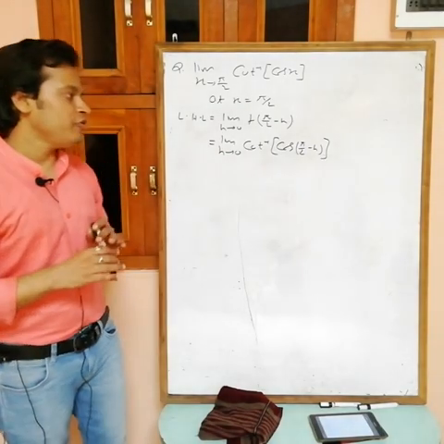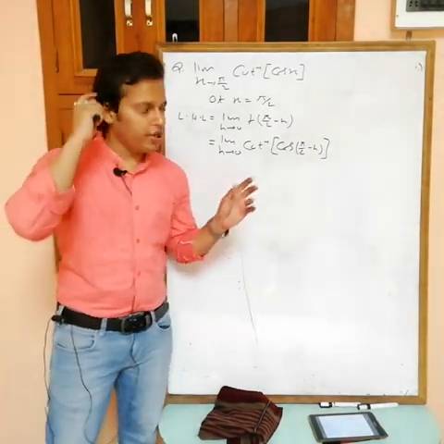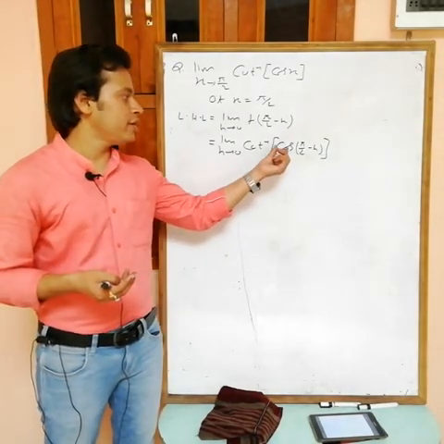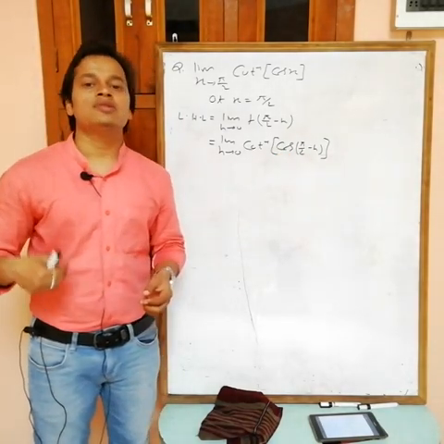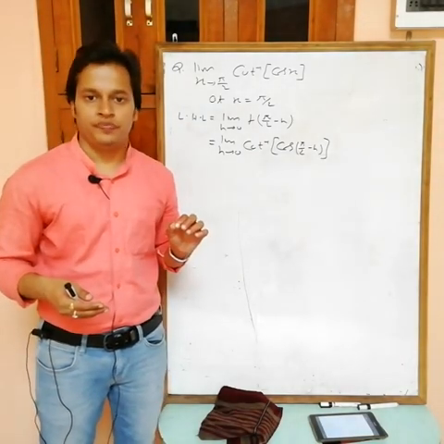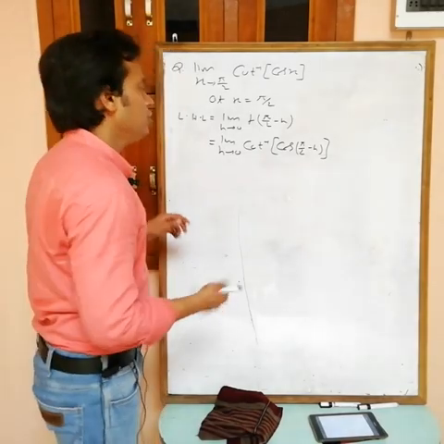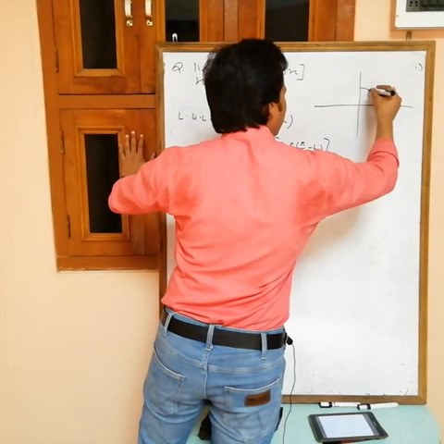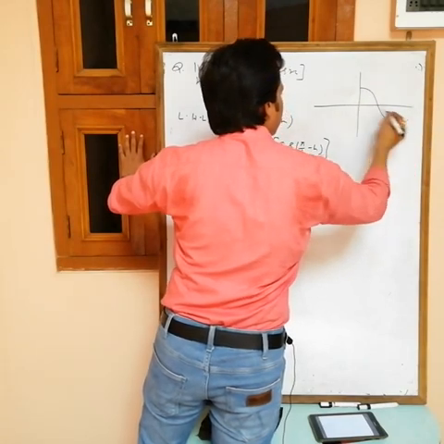Otherwise, if you don't want to use the graph, you can write cos of pi by 2 minus h as sin h, and sin h is a very small positive quantity. But I am using the graph. Draw the graph of cos; it is simple, you can easily draw it.